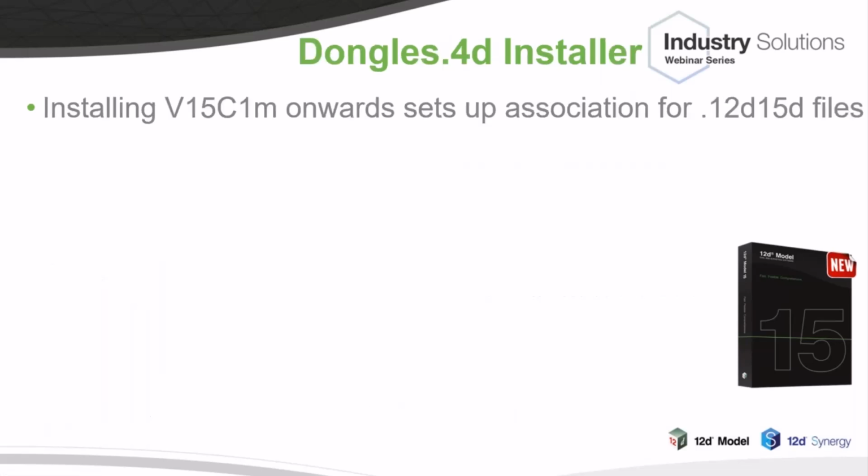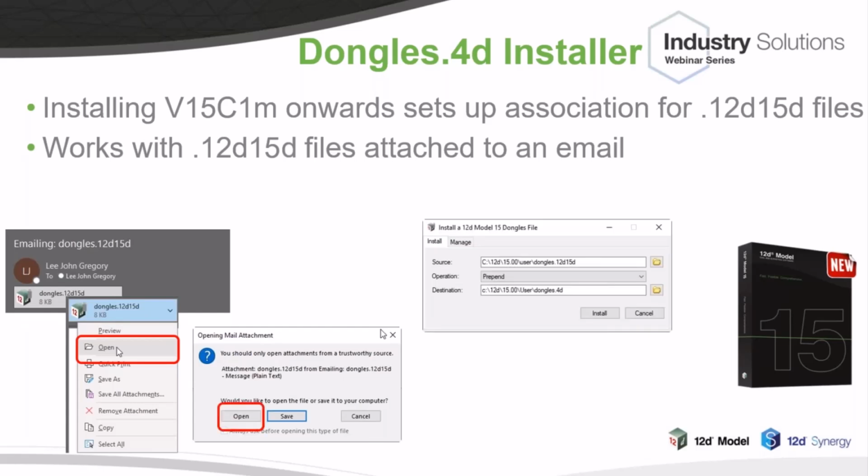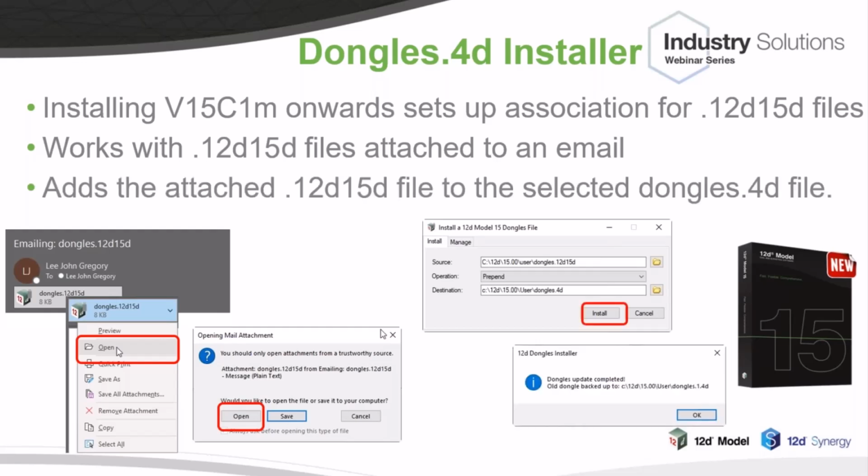Another thing we've added in for ease of people, especially now we're using cloud licensing and things, you sometimes have to add things into your dongles.4d file. At the moment, you've had to type it in. So we now have a new file type called .12d15d, and basically it has an association with it. So if we send it to you in email, you can just open it and it'll come up with installing a dongles.4d file. So it's very much like the Nodes installer. So once you hit install, it'll just install it, and usually you want it added to the beginning, prepended to your dongles.4d file. Then you can also edit that and start moving things around.